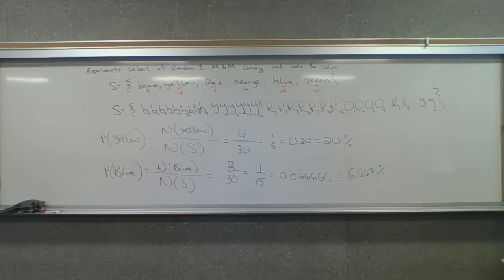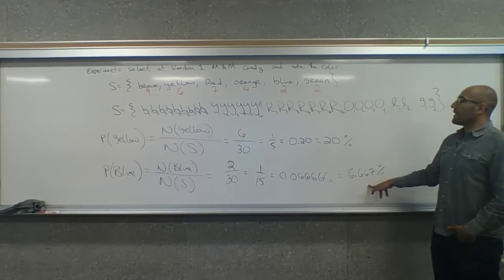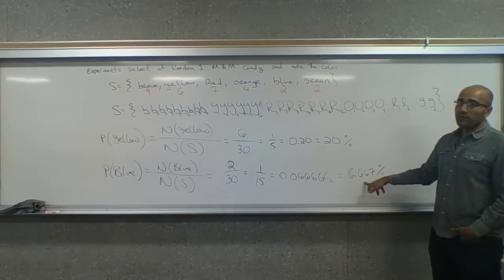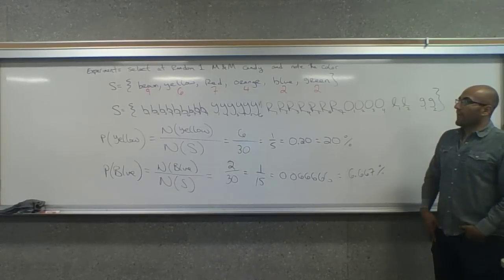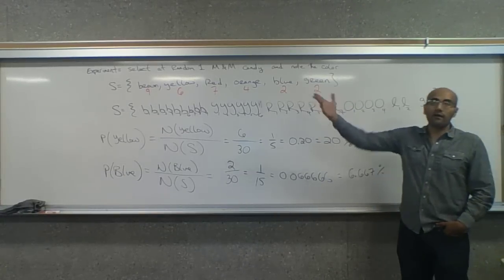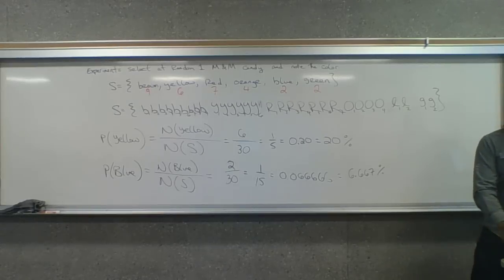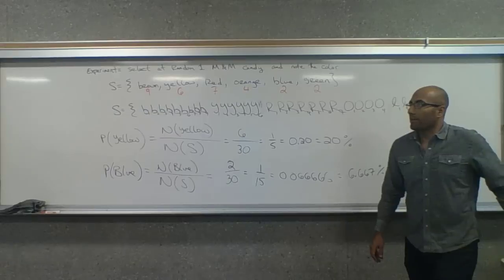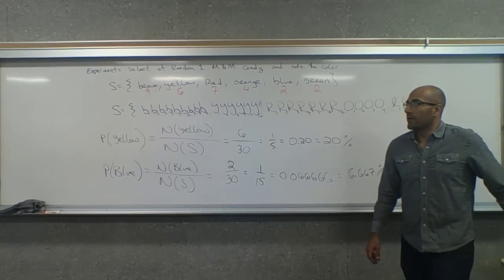No? So which one's more likely of occurring? Yellow one is more likely of occurring. If I reach in there and I randomly grab one candy, it's more likely that it's going to be a yellow one versus a blue one. Right? There's more yellow ones in there. And the most likely one is going to be a brown, because there's more brown ones in there. Good? Okay. So that covers that.